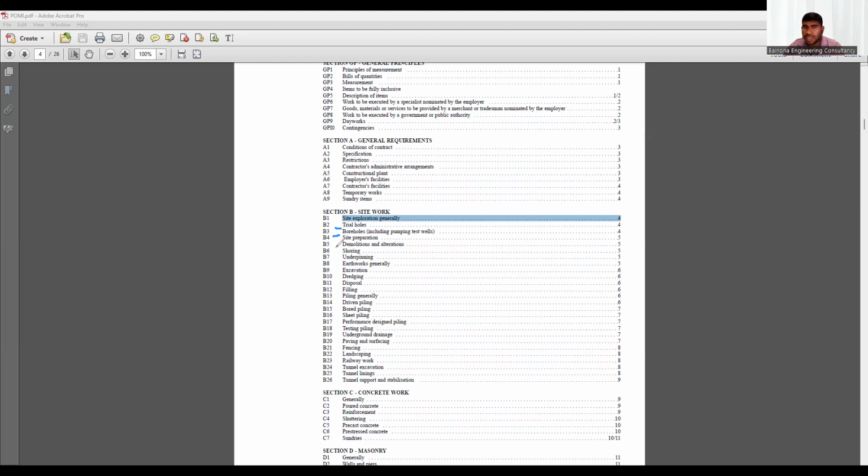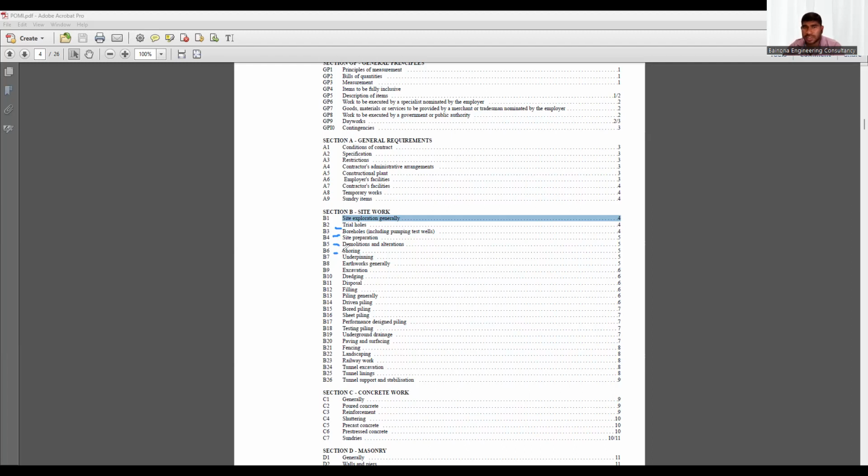Once you start the work, then you do the site preparation. Site preparation is like removal of vegetation, and removal of rocks and stones and something like that; you have to prepare the site. And then demolition: if there is any existing building or any existing structure, then you have to do the demolition works. That is also part of the site work.